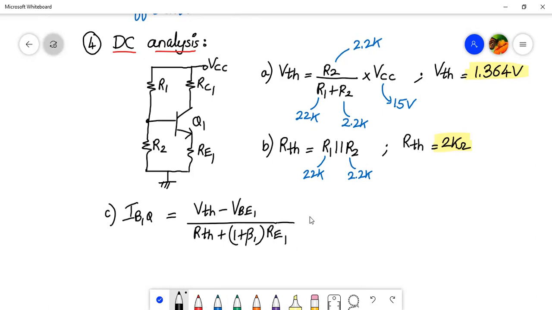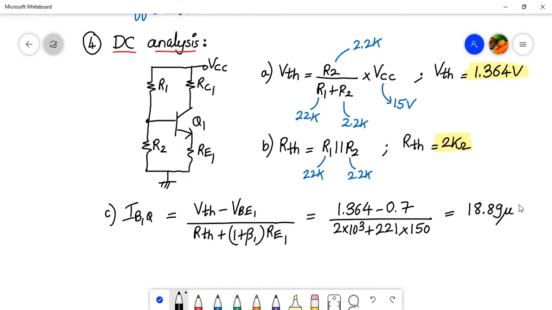Okay, so over here the value of VTH is around 1.364, VB is around 0.7, and RTH is 2 kilo. So 2 into 10 raised to 3 plus beta is around 220, so this will be 221. RE1 value is around 150. Plug in the values in a calculator and I'm sure you will get a value close to 18.89 microamperes. So that's the value of IBQ you will get.